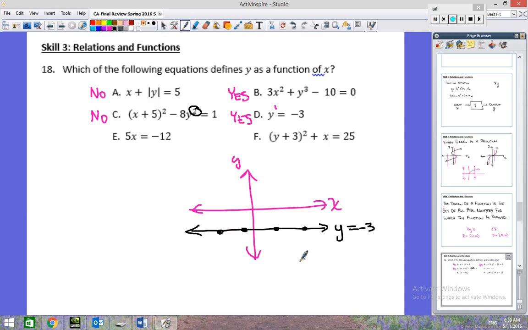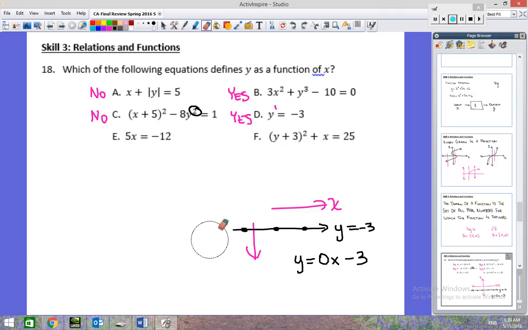You could rewrite this as 0x minus 3. You can see that the slope of a horizontal line is 0. But typically, 0 times anything is just 0, so we usually don't write it in slope-intercept form. We just usually write y equals -3.